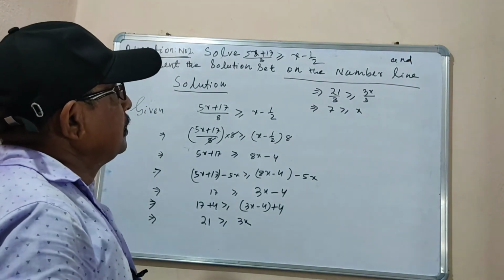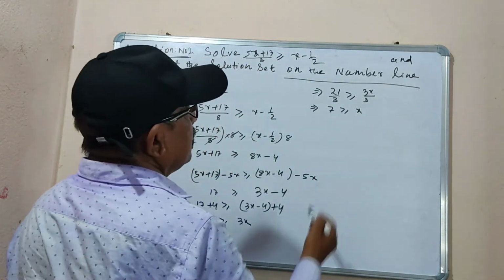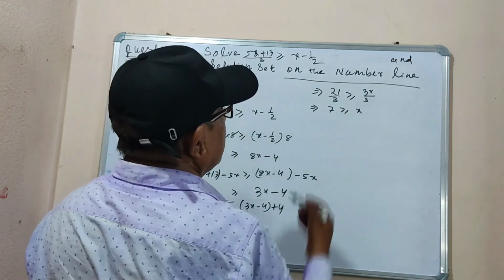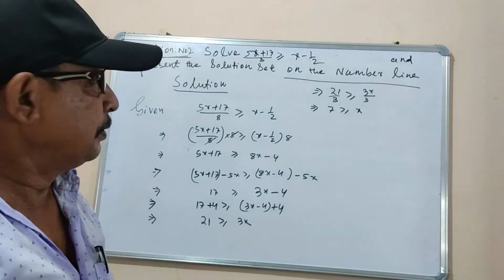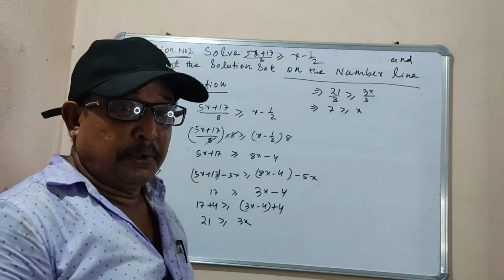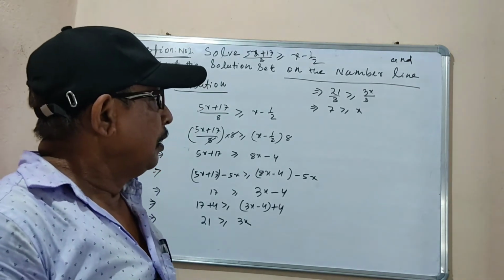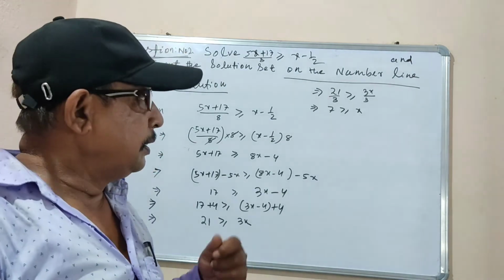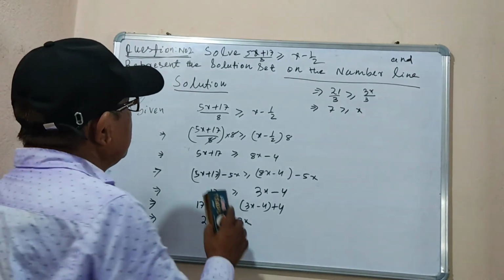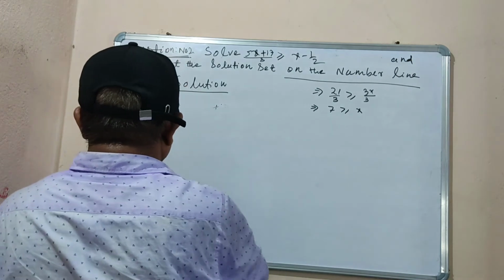Those numbers are less than or equal to 7. These are the solutions of this inequality. Those numbers means those real numbers less than 7 or equal to 7. These are the solutions of this inequality. Now we express the solution in simpler inequality form.